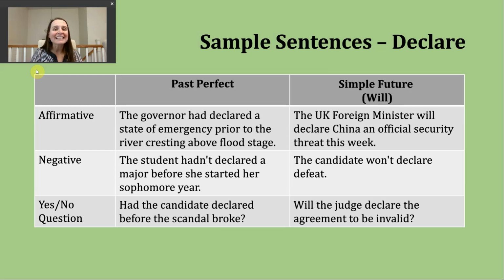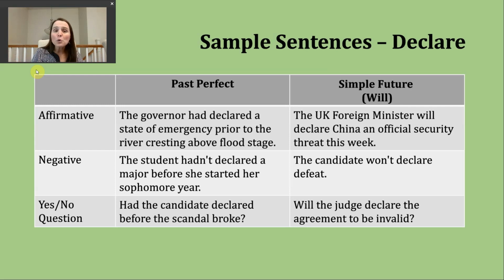The student hadn't declared a major before she started her sophomore year. This is another area where you will hear this verb declare used. What it generally means is someone is formally announcing, maybe formally filling out a form to state, this is what I intend to study when I am in college.